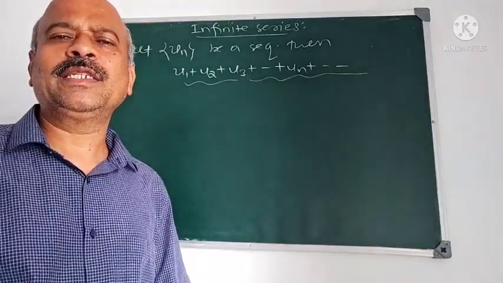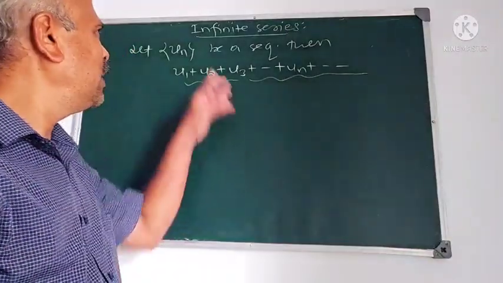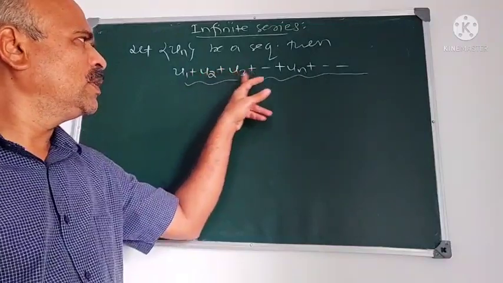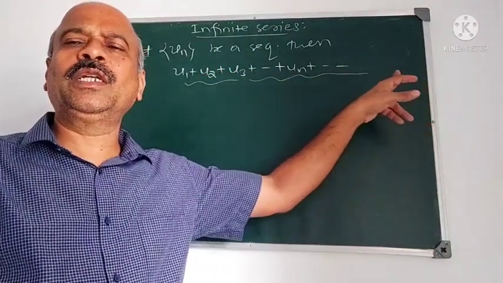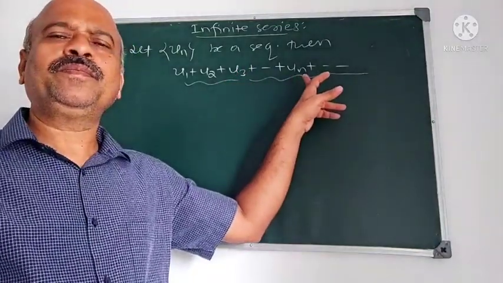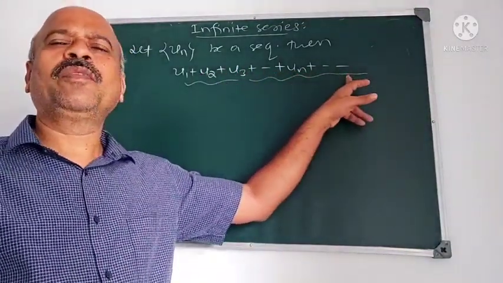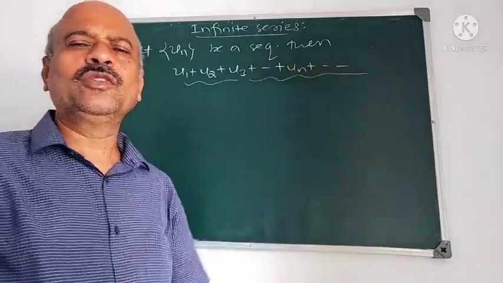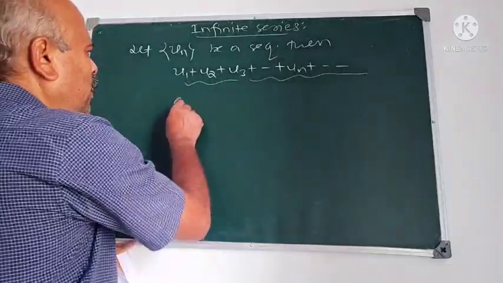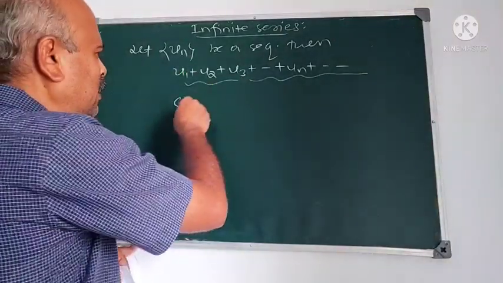Convergence of infinite series. For that, first I think the definition is clear. If Un is a sequence, then U1 plus U2 plus U3 plus Un etc. to infinity is called an infinite series. And I give the meaning for this sum of infinite terms by introducing the convergence of infinite series. For that, we introduce the sequence of partial sums.